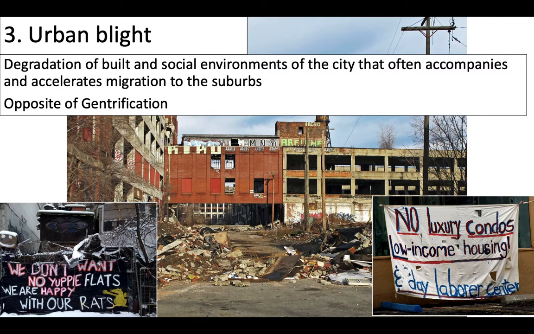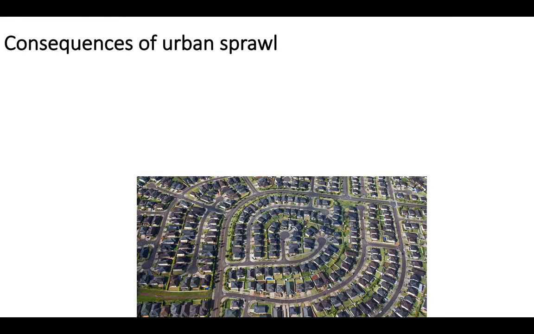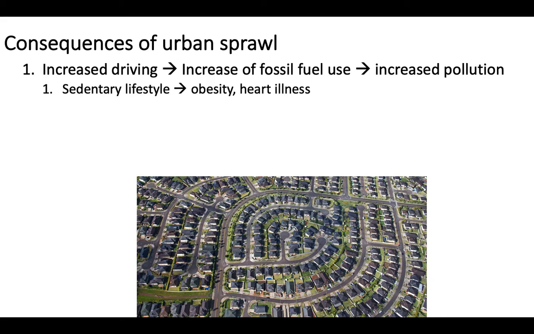In urban areas as well, as areas start to become degraded, again, we start to see this white flight going on where people are pushed to leave the city because they don't like the way that their communities are changing. And there are some consequences of urban sprawl as suburbs get bigger and bigger, which is that people are doing more driving. You drive more in the suburbs, which means you're using more fossil fuels and increasing pollution. It also means you're sitting more, which means you're more likely to have things like obesity, heart illness, diabetes, etc.